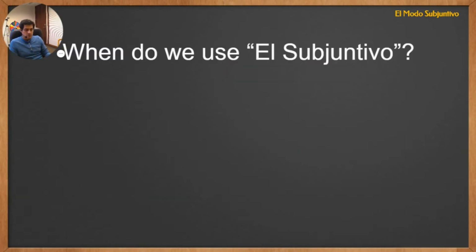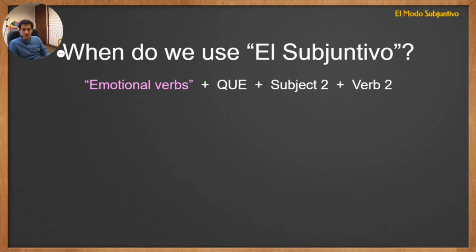When do we use the subjuntivo? Well, we need an emotional verb, we need que, we need the second subject, and the second verb as well. This is going to be the subjunctive, right? We said that the first verb is going to be simple present, and the second one is going to be the verb in subjunctive.